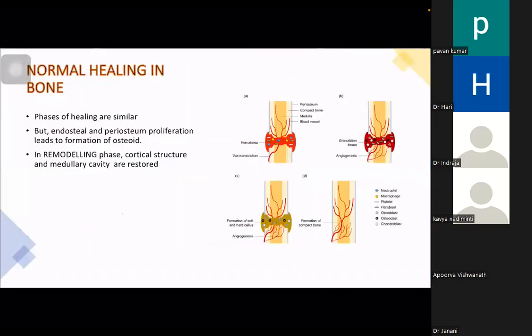Normal healing in bone. It also contains 3 phases, but in the remodeling phase, it actually contains only the osteoid, which does not divide into cortex and medullary portion. In the remodeling phase, it changes into endosteum and periosteum, and the cortex is developed now.